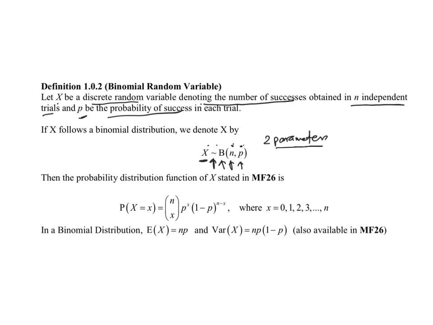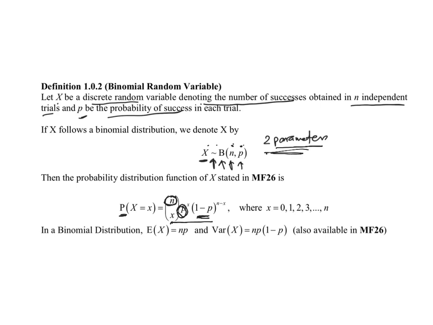The formula, or the probability distribution function of X, is as such: n choose x, the probability of success to the power of x, the probability of failure to the power of n minus x. Notice the formula here is largely dependent on n and p. The probability that this occurs is much determined by n, the number of trials, and the probability of success, and here also 1 minus p. That's why the binomial distribution has two parameters.